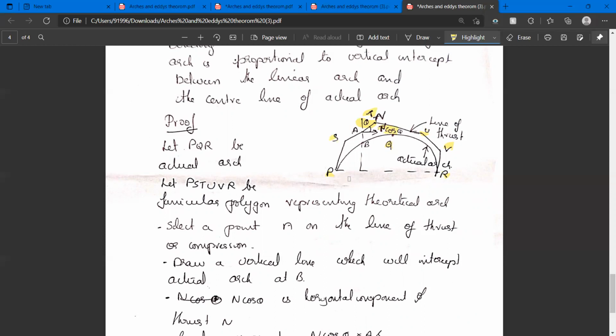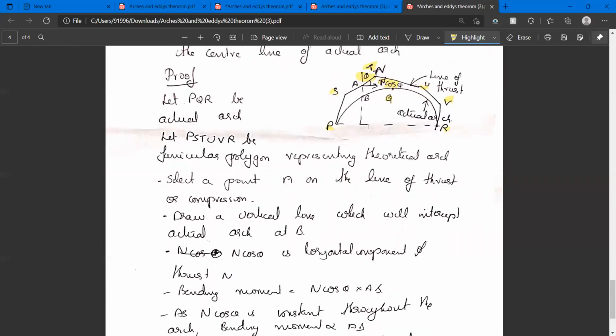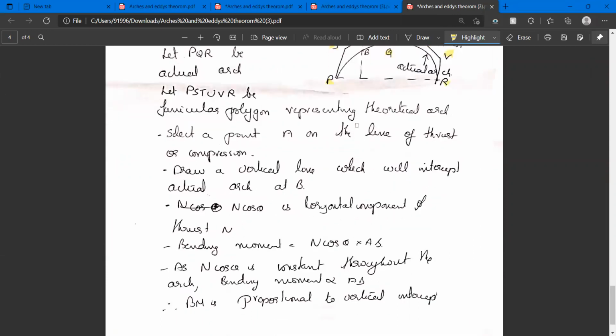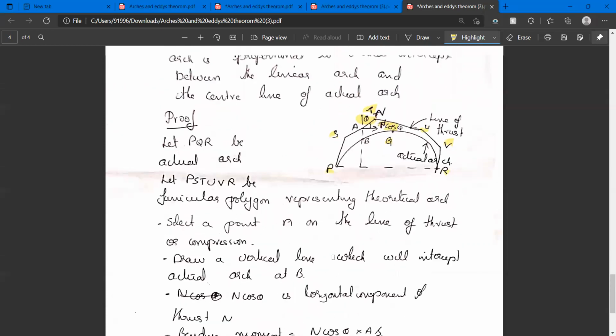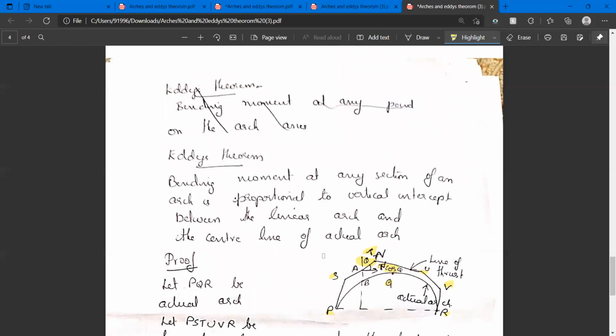Let us take bending moment about B, that is equal to N cos theta into AB. N cos theta is constant throughout the arch. That means N cos theta into AB is the bending moment. So bending moment is proportional to AB. Therefore, bending moment is proportional to vertical intercept, and we have proved Eddy's theorem. Bending moment at any section of an arch is proportional to vertical intercept between linear arch and center line of actual arch.